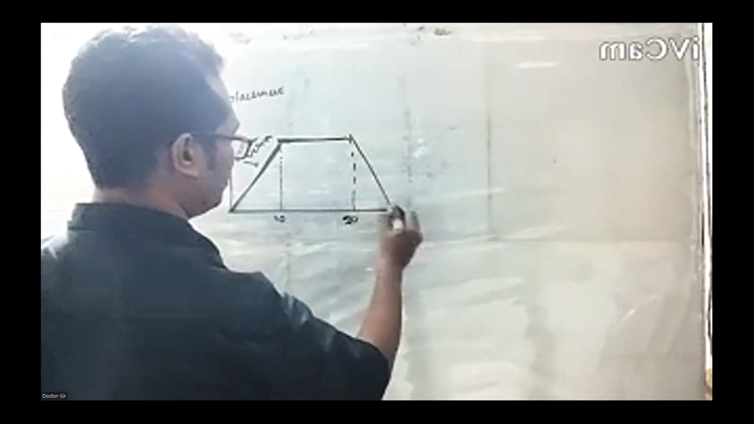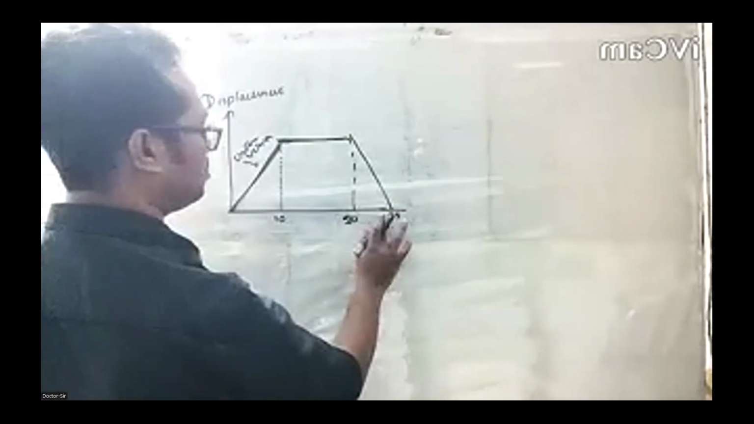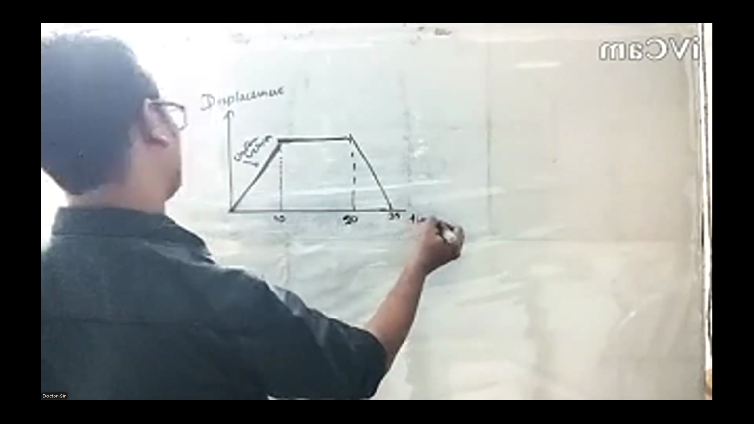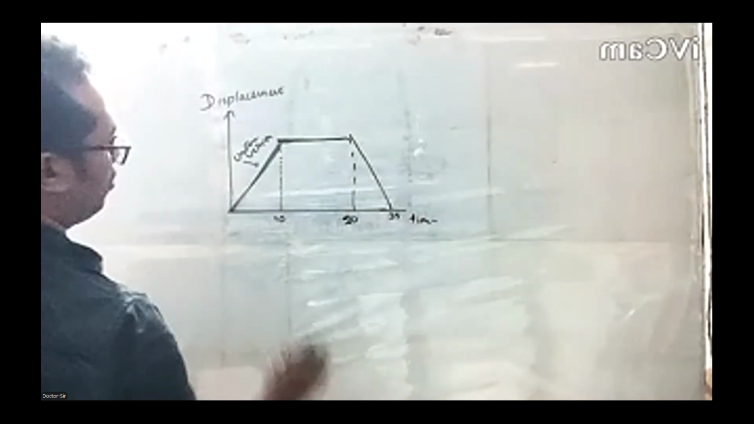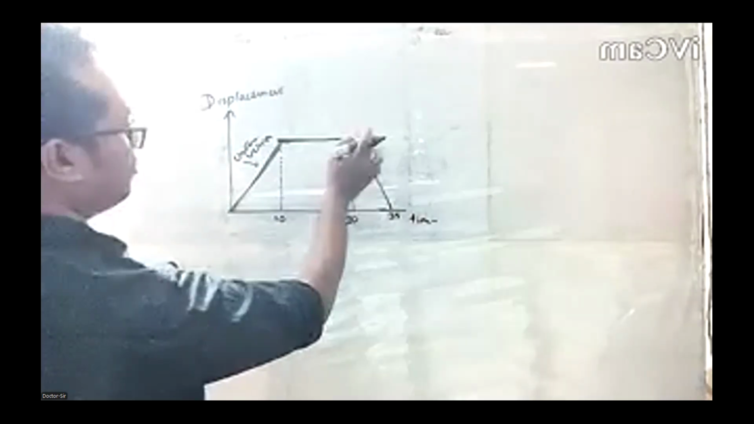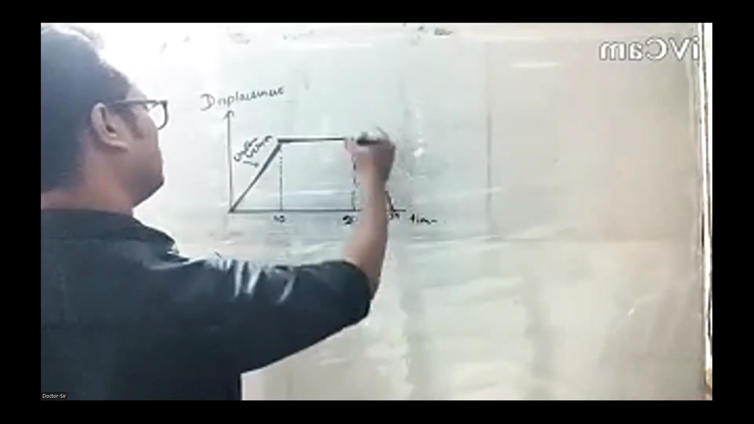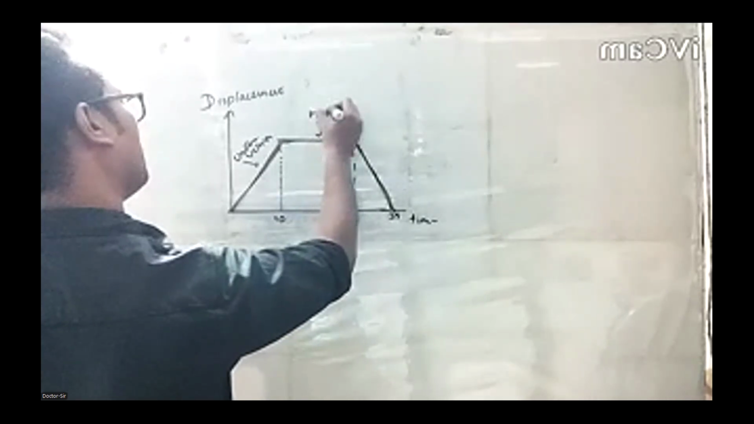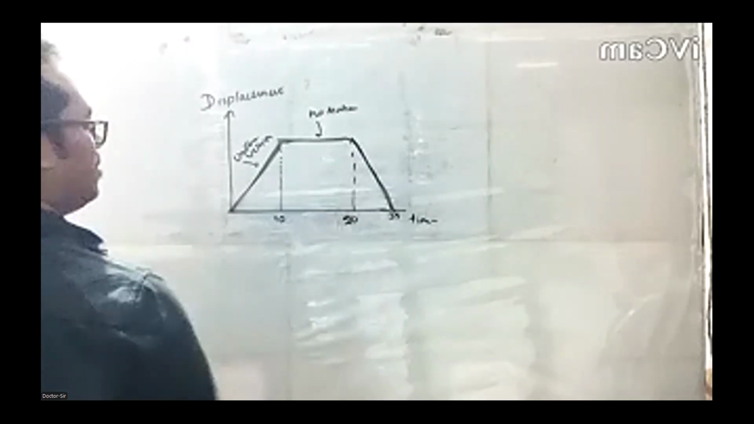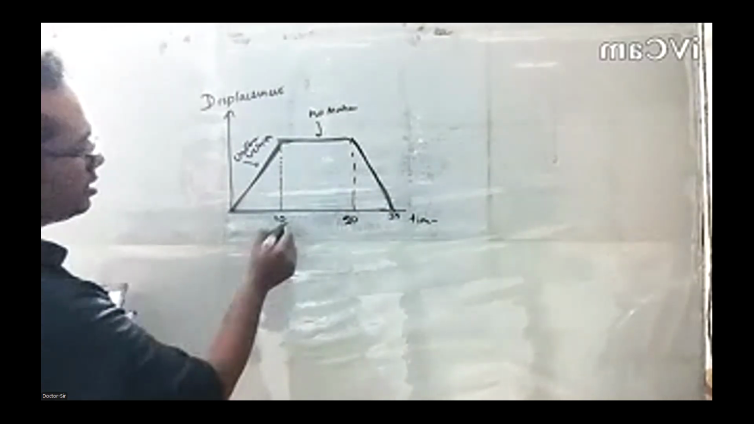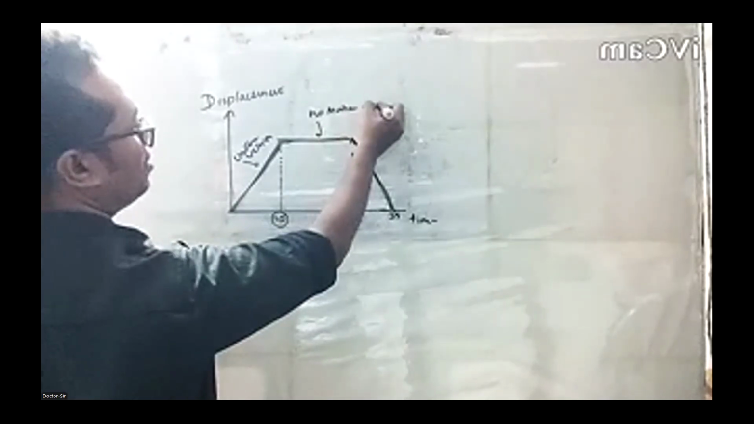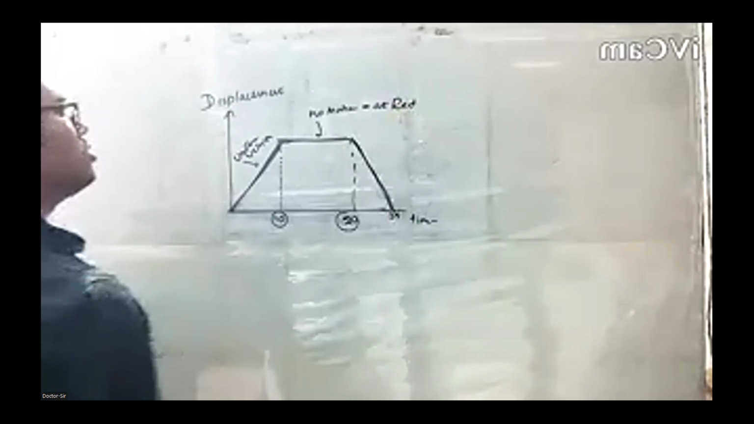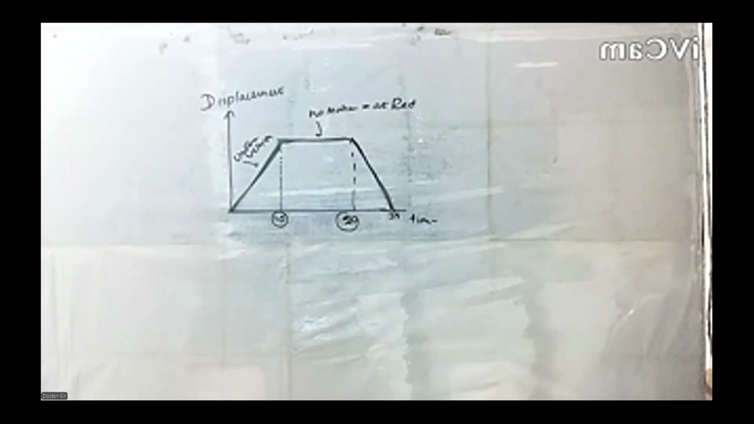At the time of 35 seconds, it comes to 0 again. So this is the displacement time graph. This is uniform velocity, and this also is uniform velocity. Then what happened? This line represents no motion. That means it is not moving anymore. For these 10 seconds, it is at rest. So these are the things you should understand in the displacement time graph.